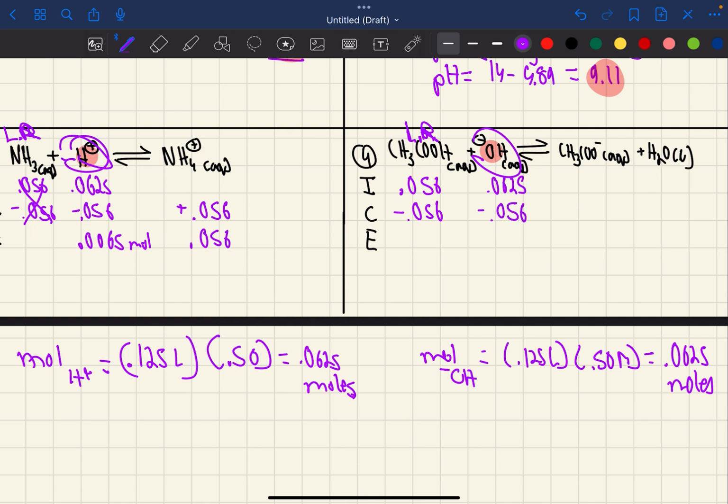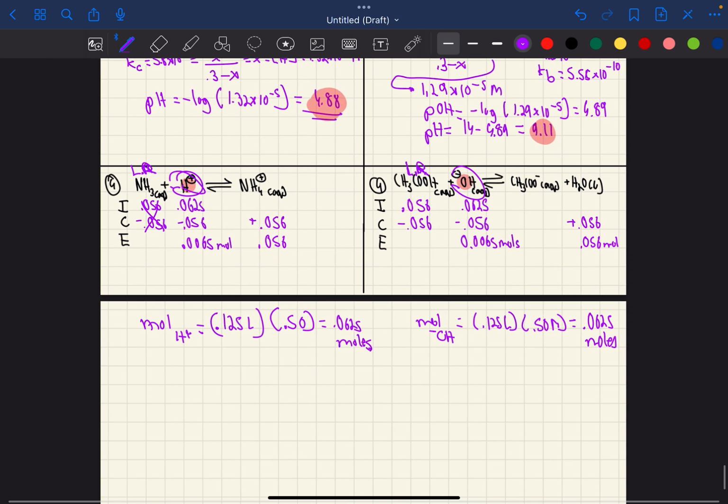I hope me doing this side by side is not confusing you guys more. If it's confusing you more, I'm sorry. It's not my goal. It's just to show you the differences, and then you're gonna get 0.0065 moles here. Okay, 0.056 moles. I have a big question for you guys now.